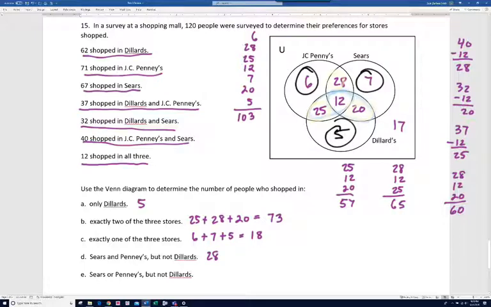Sears or Penny's, now be careful, this time it's or Penny's, so let me change colors here. So Sears or Penny's, we're going to take everybody in the Sears and the Penny's circle and combine them all together. But we're not including anything that's in Dillard's, so we're going to cross out these guys here. So that leaves 6 plus 28 plus 7, which is 41. All right, and that is it for this review.